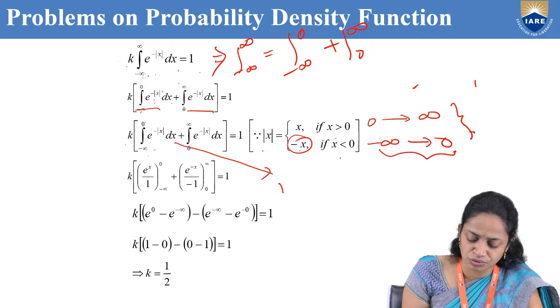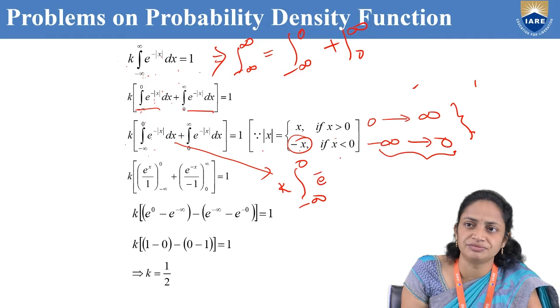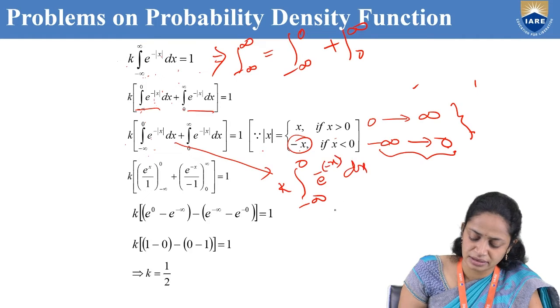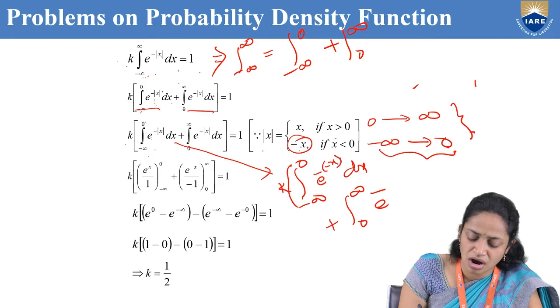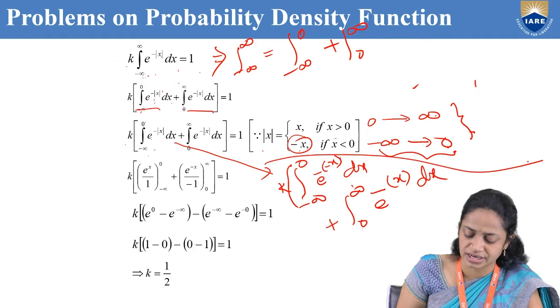So for this, k times the integration over minus infinity to 0 of e power minus modulus of x. If the limits are minus infinity to 0, then the function is minus x. Already we have a minus, right? Okay, so dx, plus the integration from 0 to infinity of e power minus modulus of x. In the case of 0 to infinity limits, the function will be x. Okay, so this is our function.